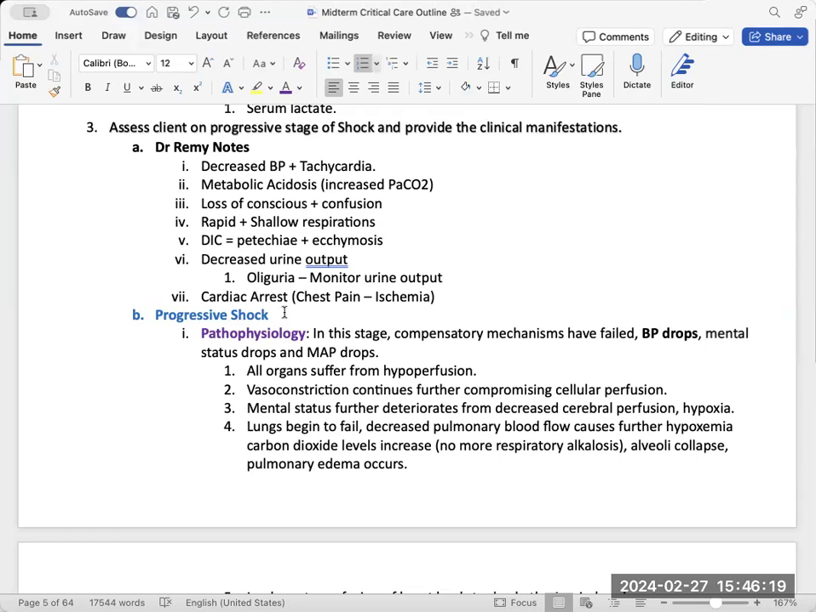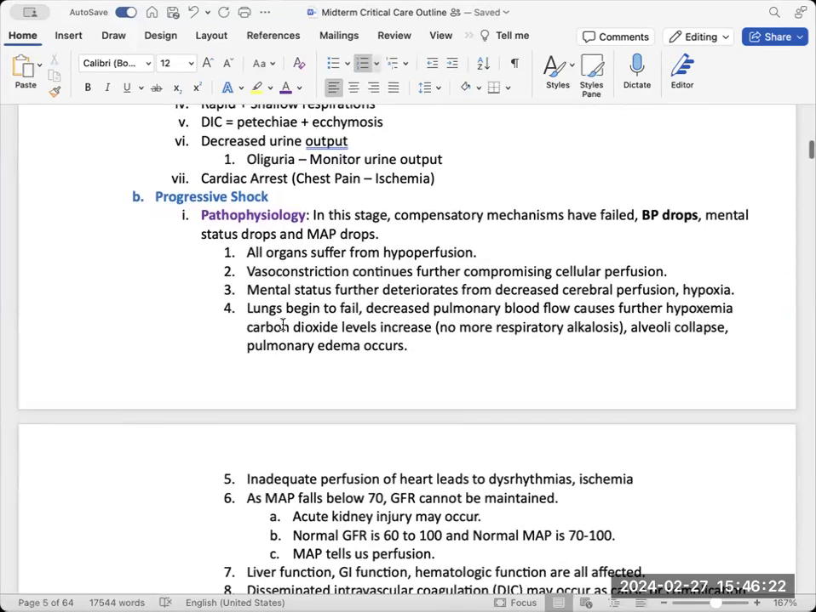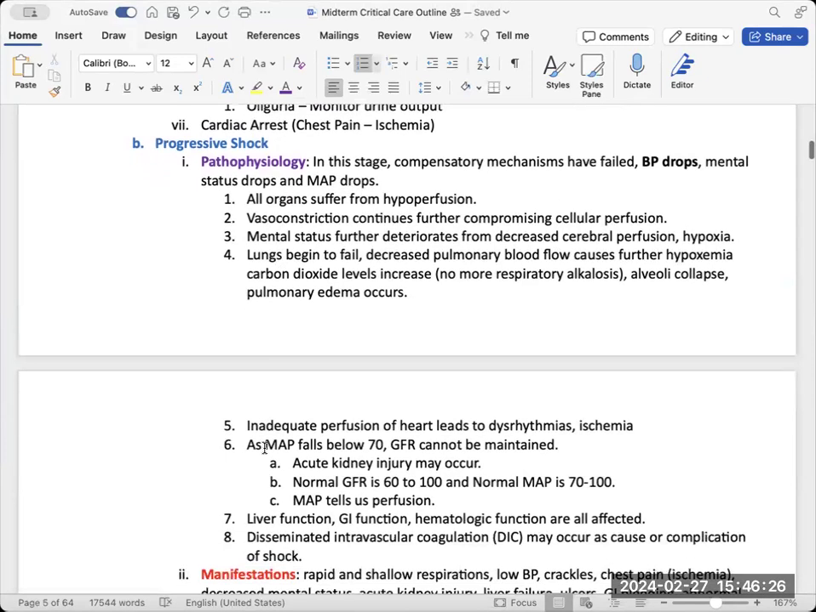So now that we talked about what the manifestations are, let's go a little bit more into the pathophysiology, right? So we said that in this stage of shock, compensatory mechanisms fail. And that's why where we saw in compensatory that blood pressure was normal, the cardiac output was normal, and they were in respiratory alkalosis, that fails. Now they have a low blood pressure, they have low cardiac output, and now they're in metabolic acidosis. Okay, so now they're in an acidotic state.